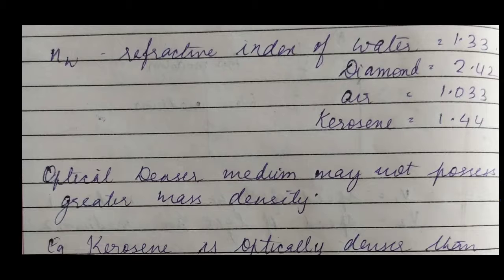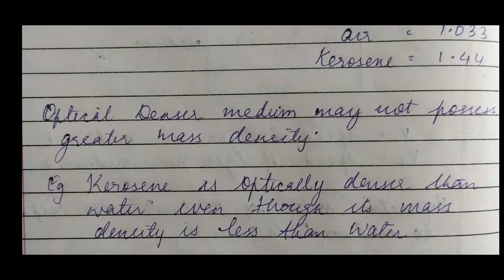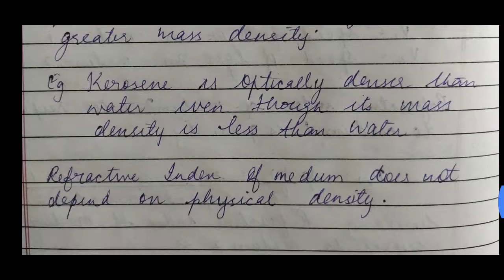The optically denser medium may not possess greater mass density. For example, kerosene is optically denser than water, even though its mass density is less than water. What is optical density? The ability of a medium to refract light. Kerosene's ability is more than that of water, even though its mass density, meaning specific gravity, is less than water. Still its optical density is higher.